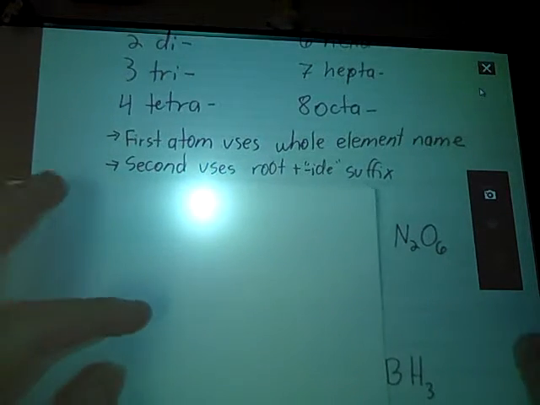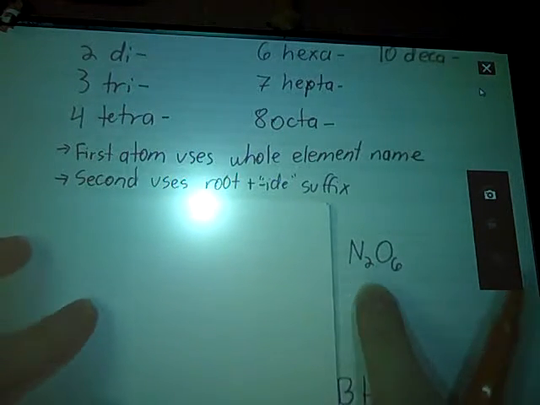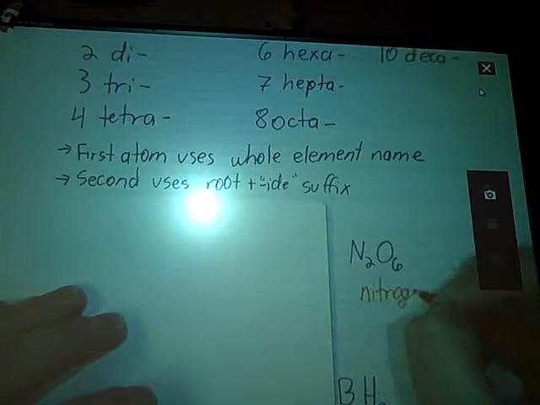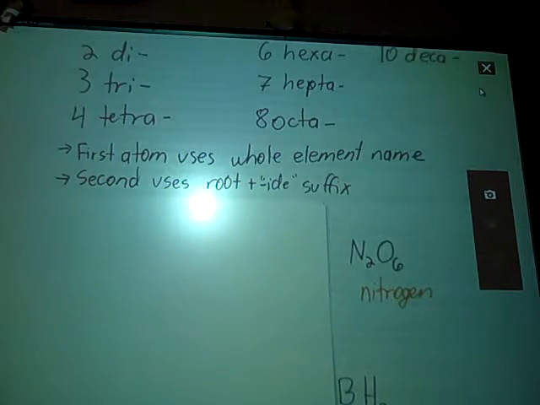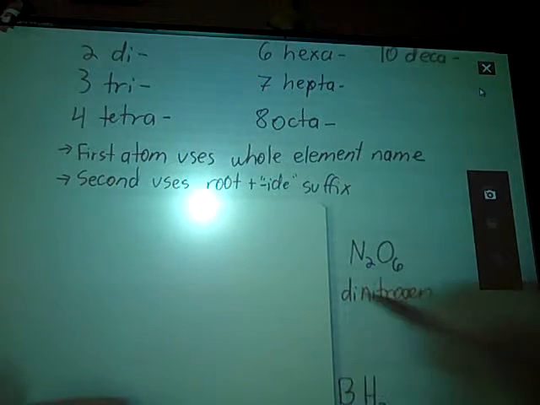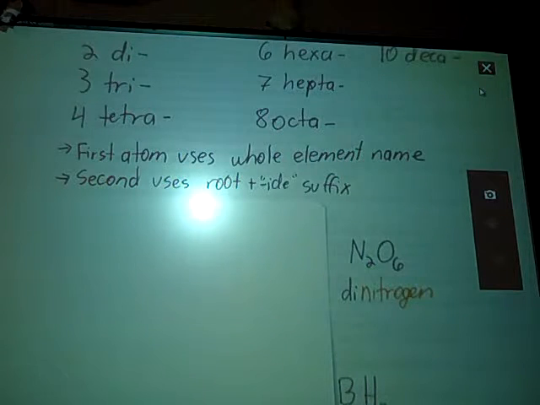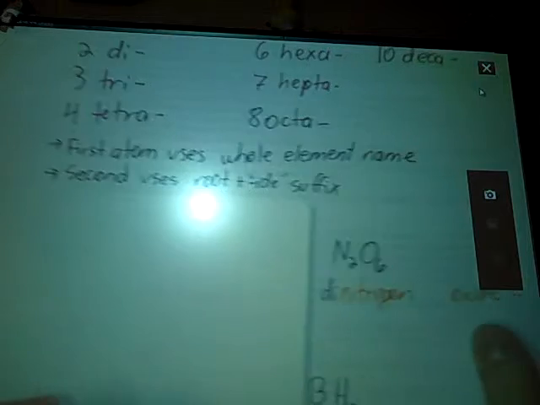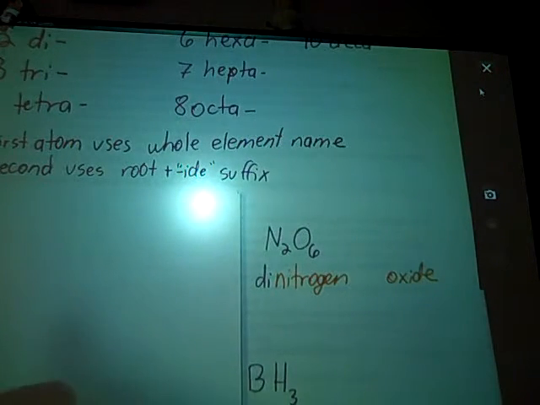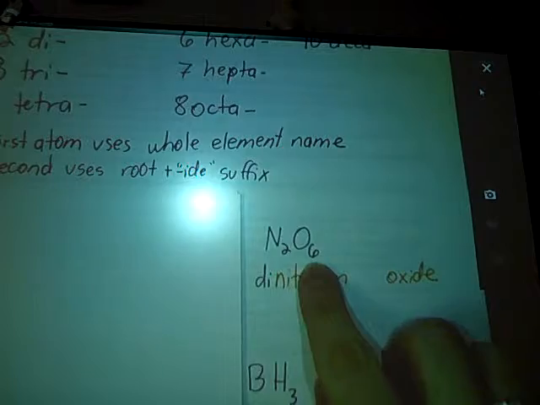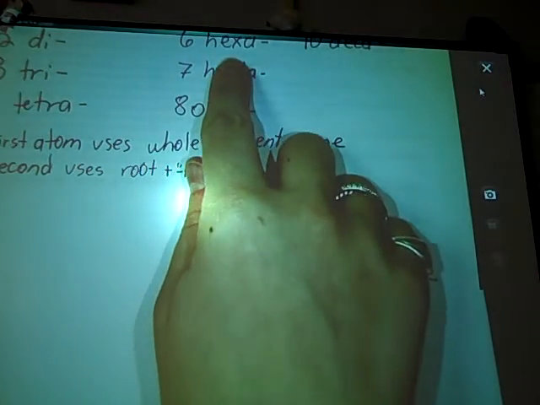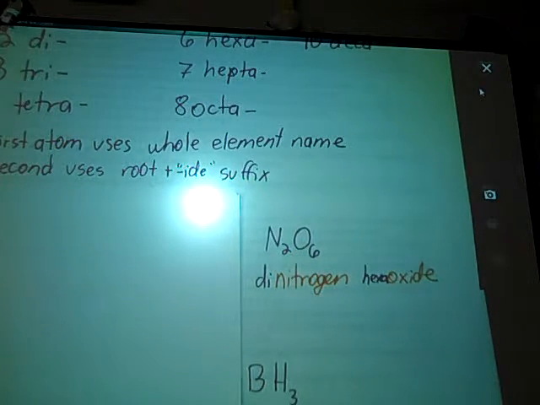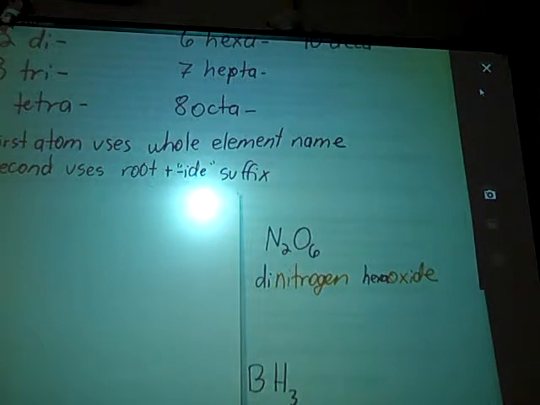Let's try a few that are a little bit less familiar, perhaps. N2O6. First element uses the whole name, nitrogen. I have 2 of them. My prefix for 2 is di, so dinitrogen. Now on to our O, oxide. But how many do I have? I have 6. If we look up here at our prefixes, 6 is hexa. So this is dinitrogen hexaoxide.